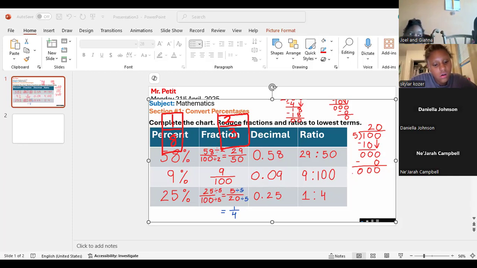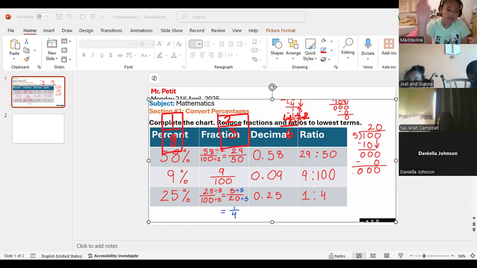What's the next one? 4 over 6. Can you simplify that further? Yes, sir. What number could you use? 2. Okay. 4 divided by 2 is what? 2. And 6 divided by 2 is what? 3. Very good. So it's going to be 2 over what? 3. Good.